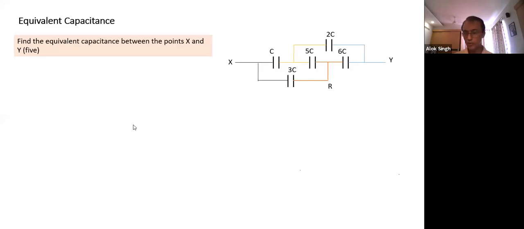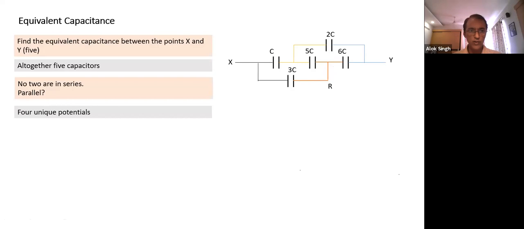Let's see how we solve such a question. See what we have done. First, we have marked different colors to indicate different potential points. Everything in black color indicates one potential, the same as X potential. Mark blue color as Y potential. But this part has some different potential and this red color has some different potential. We can give some name to those points. So altogether 5 capacitors, no 2 in parallel, none in series. You have 4 unique potential points. Let me call this X. This point is all Y. All red color are R, and I can call this yellow color S. 4 potential points. So whenever it is not looking clear, I can redraw the circuit.